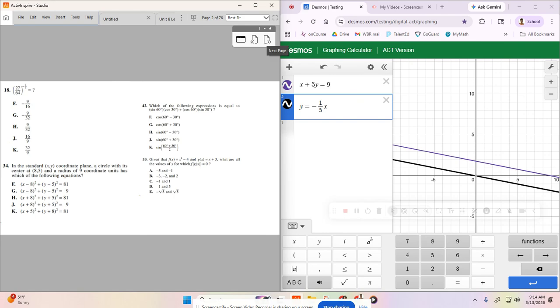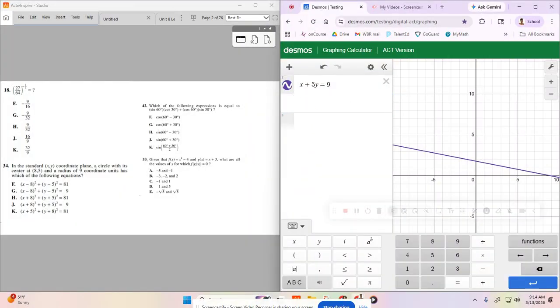Next one, 27 over 64 raised to the -2/3 power. So let me just clear this out. X. So I'm going to put it in parentheses, 27 over 64. Get out of the parentheses. Now I want to have an exponent that is -2/3. I get 1.77777. Let's check that answer choice.